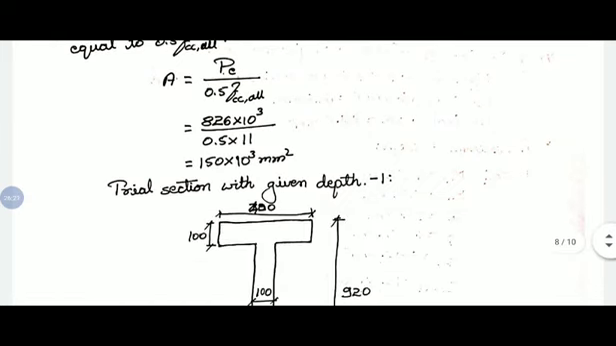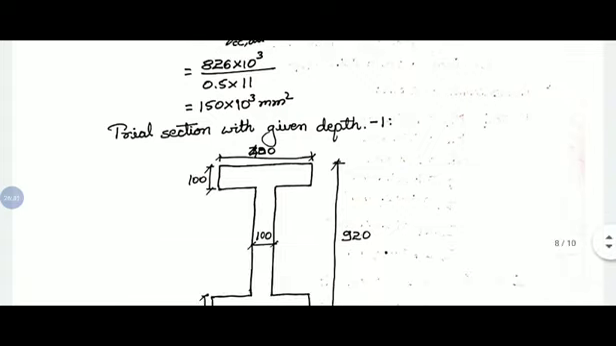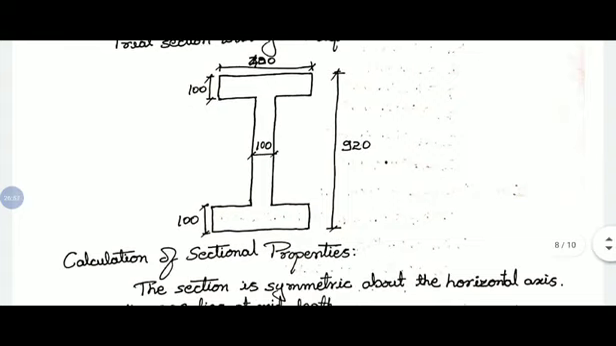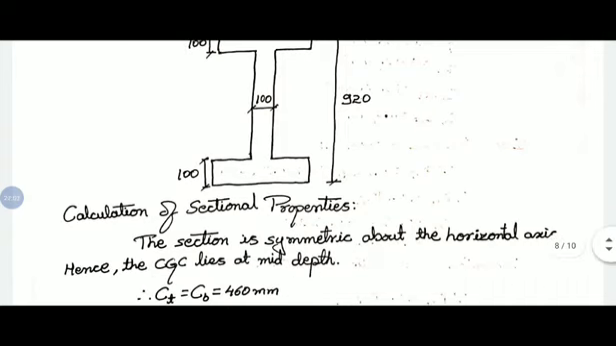Then for the trial section, we can consider this section. Remember, overall depth is 920. You can consider a flanged section or a rectangular section, anyone. Here I have considered an I section. You can go with rectangle also. For the I section, I have considered 400 by 100 as the flange size and web thickness as 100 mm, and overall depth of the section is 920. So for the section we have considered, we need to find out the sectional properties.